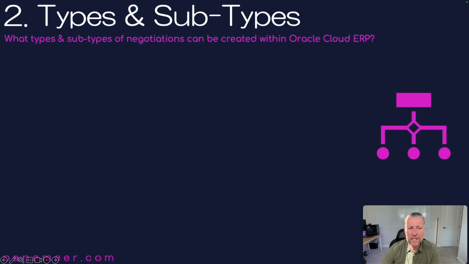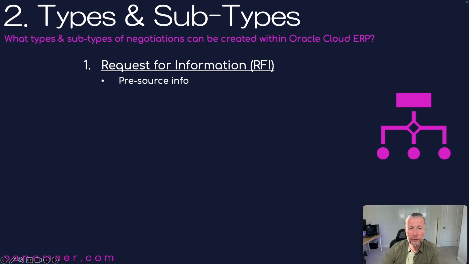Slide 2, what types and subtypes of negotiations can be created within Oracle Cloud ERP? Well, first is a request for information, or what they call an RFI. This is where I need to know something, probably just in order for me to be able to create what's most often an RFP, at least 99% of the time. We'll talk about that in a second.